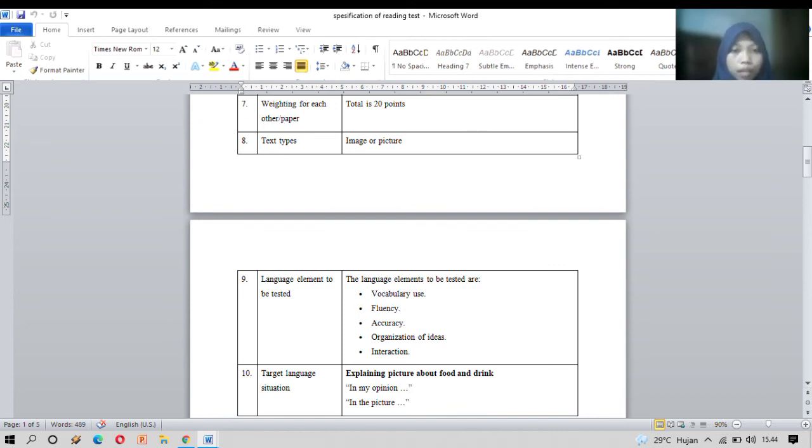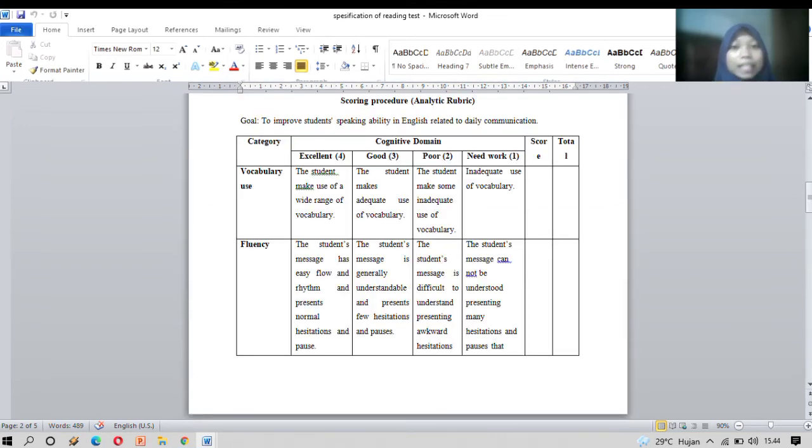Language elements to be tested are the first is vocabulary use, and the second is fluency, and then accuracy, organization of ideas, and then the last is interaction. And for the target language situation, explaining picture or describing picture about food and drink. For example, in my opinion, blah blah blah, or in the picture, blah blah blah. And then this is scoring procedure or analytic rubrics.